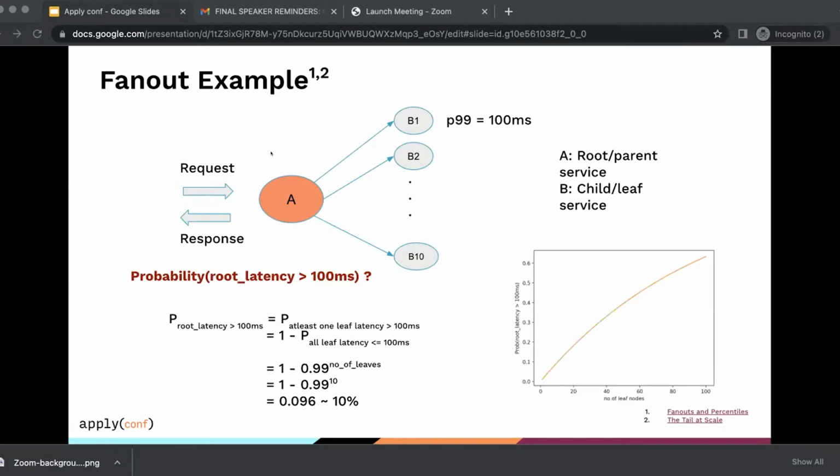I'm also showing you a figure here, which shows the plot of this probability versus the number of leaf nodes, which, as illustrated, is increasing and becomes high pretty quickly.